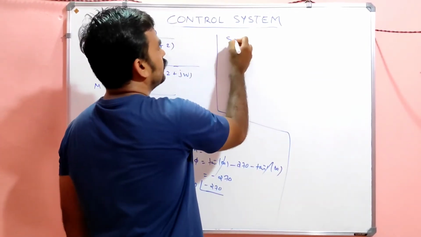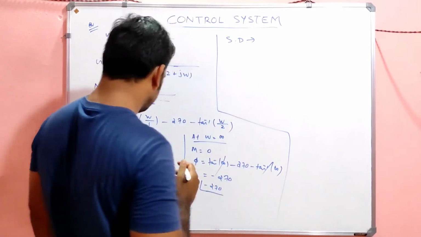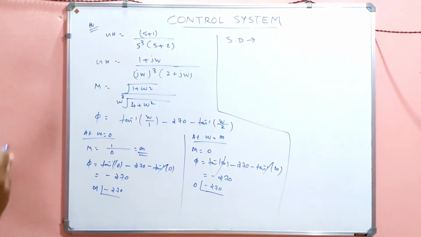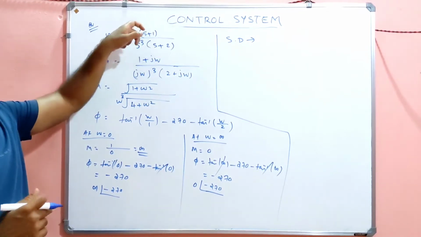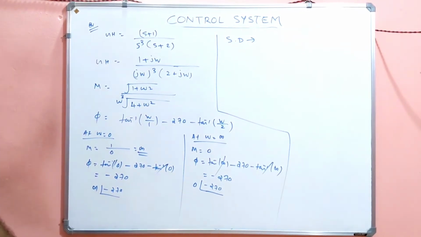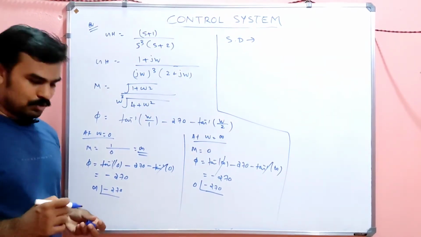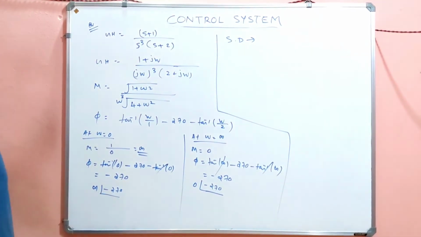What will be the starting direction? So in which order are we taking the starting direction? If the open loop pole is near to the origin, then the starting direction will be clockwise. If the open loop zero is near to the origin, then the starting direction will be anti-clockwise.